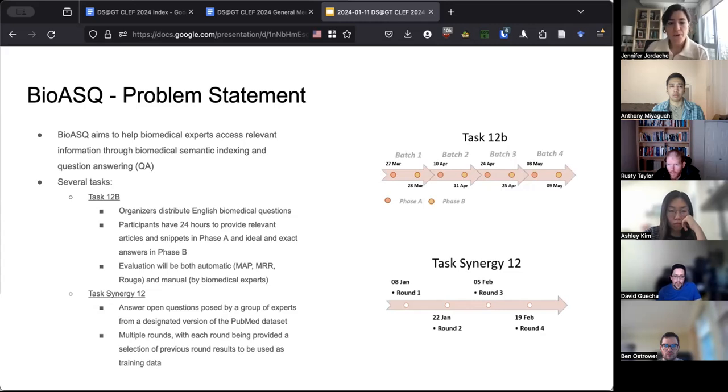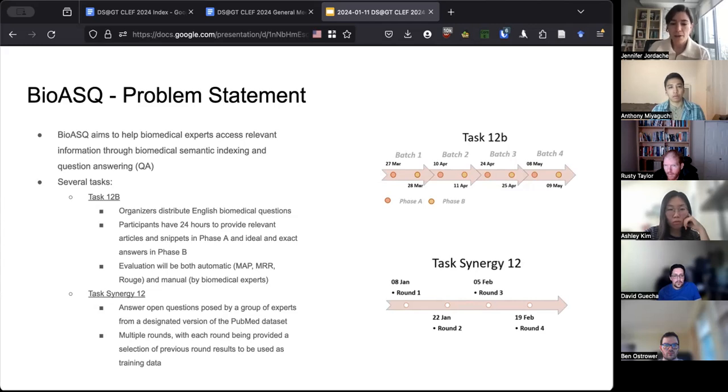So the first one is what's known as task 12B. The way that this will work is there will be benchmark data sets, and they'll have both development and test questions in English, along with an answer key or reference answers. And these data sets are going to be constructed by medical experts in Europe. The way it's going to be broken up is in 2 phases. In the first phase, BioASQ will release questions from these data sets. Then the participating teams will have to create a system that can respond with relevant articles and snippets. And they're going to give us those article repositories that the system can choose from. Phase B will have BioASQ release both the questions and the correct articles and snippets.